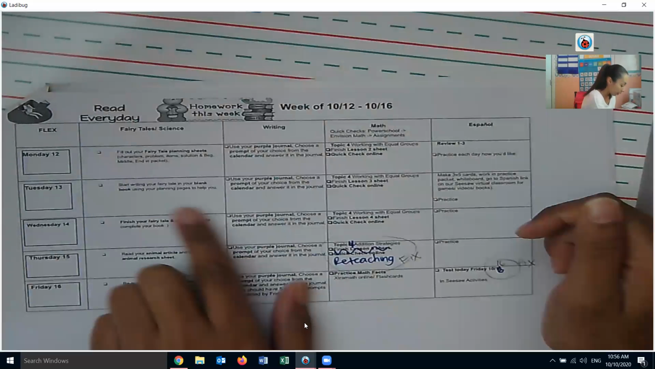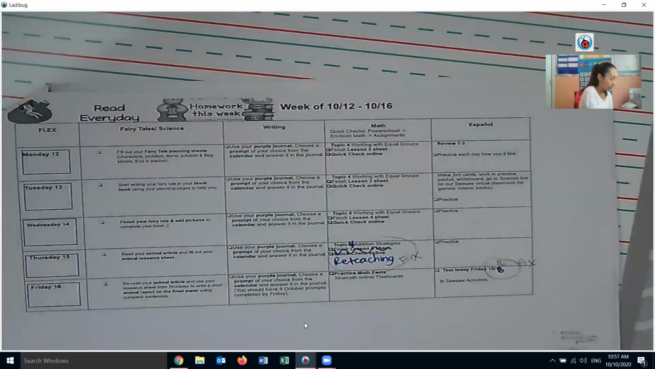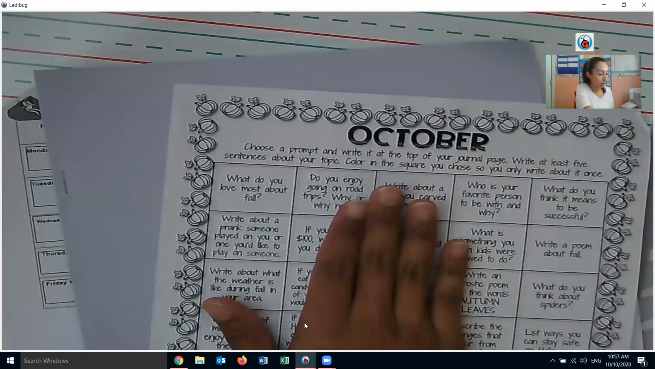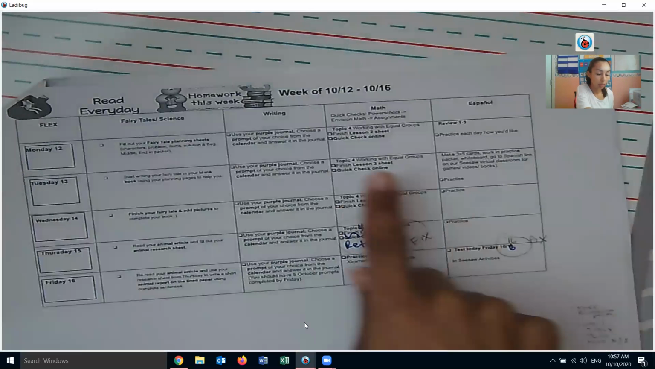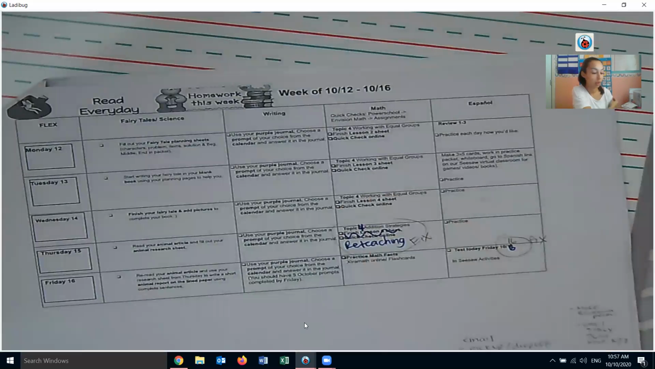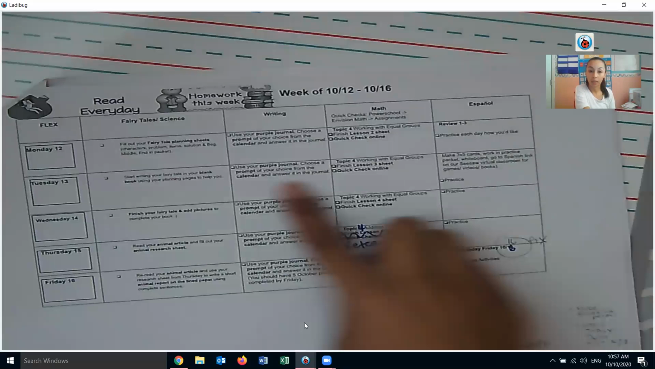You also have, just like yesterday, in the purple journal, to write down answering a prompt of your choice from the October calendar, your lesson 4-3, and keep practicing your Español lessons 1 through 3. Our test will be this Friday.